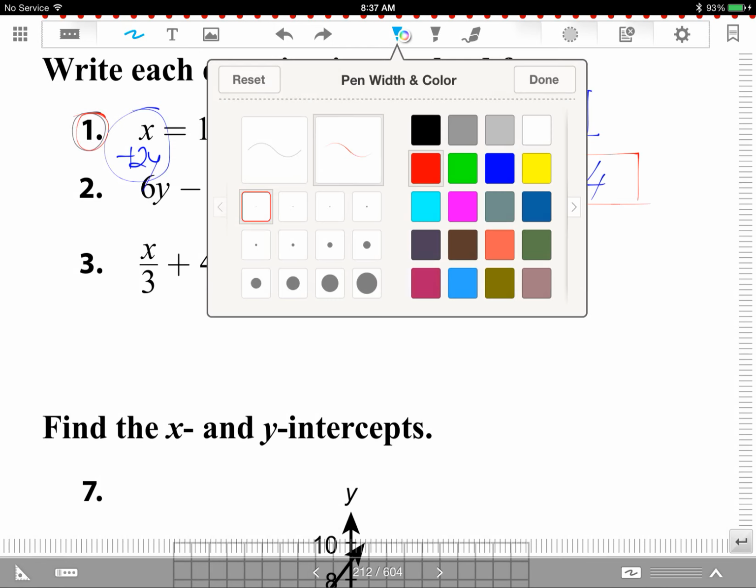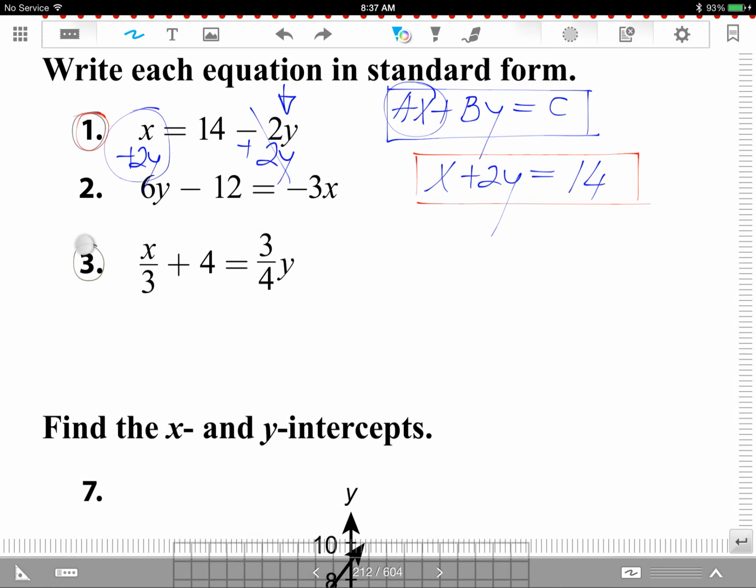Okay? Let's try another one. How about number 3? x over 3 plus 4 equals 3 over 4 y. Alright, a little bit more complicated, but you know what? Makes no difference because I will follow the same steps. First, my main goal is to have them on the left. When I'm saying them, I mean the terms with x and y: x over 3, 3 over 4 y.